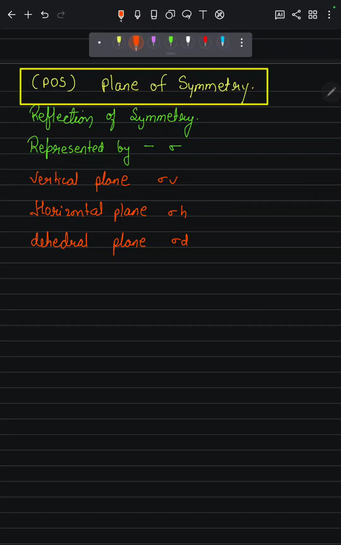So now let's discuss the second symmetry element, which is the plane of symmetry. This is also called reflection symmetry. Here we see reflected parts of the particular element. It is represented by sigma, and these are of three types: sigma v, which represents the vertical plane, sigma h, which represents the horizontal plane, and sigma d, which represents the dihedral plane.